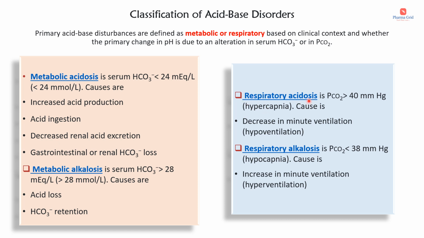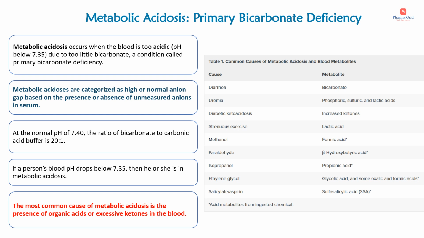So in respiratory acidosis, the PCO2 is greater than 40 mmHg. That is hypercapnia. The cause is mainly decrease in minute ventilation or hypoventilation. Hypoventilation means decrease in the breathing rate. Respiratory alkalosis means PCO2, or the partial pressure of carbon dioxide, is less than 38 mmHg, known as hypocapnia. Here the cause is increase in minute ventilation, that is hyperventilation or increase in the breathing rate. Now we will see each disorder in detail. So first of all, metabolic acidosis, also known as primary bicarbonate deficiency.